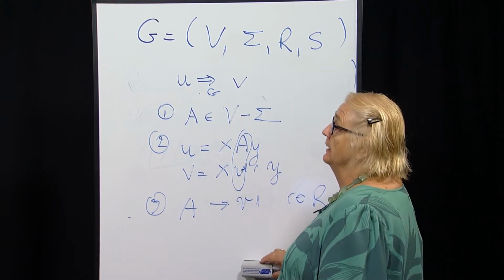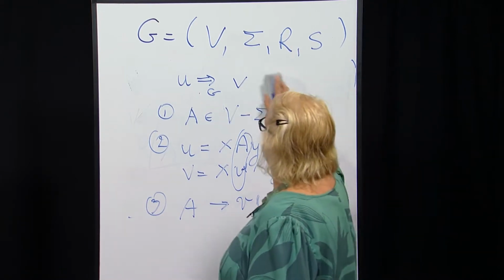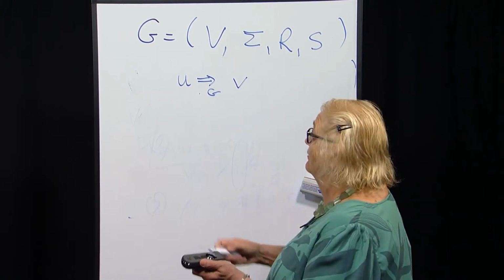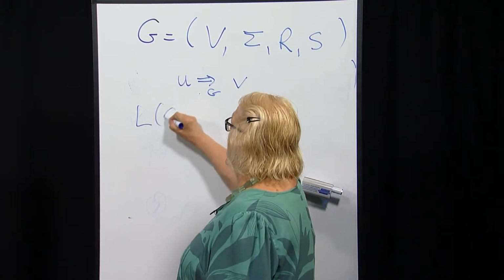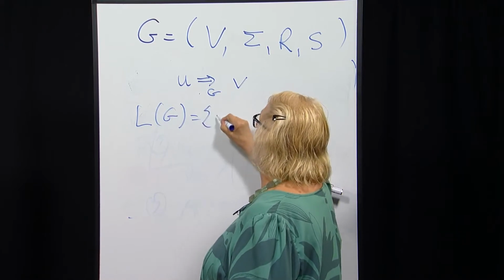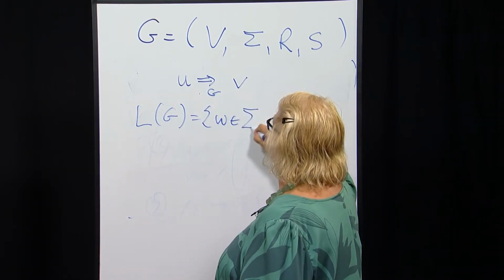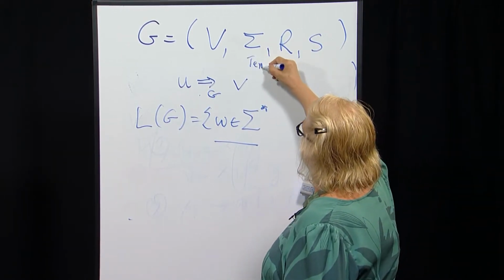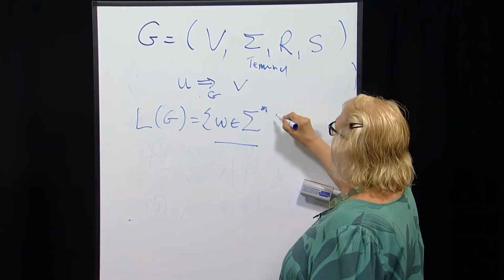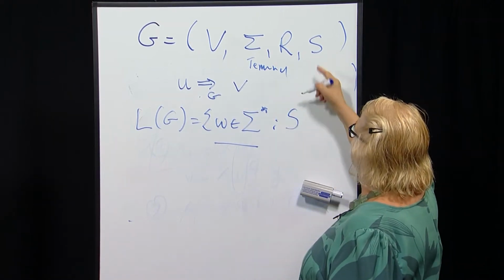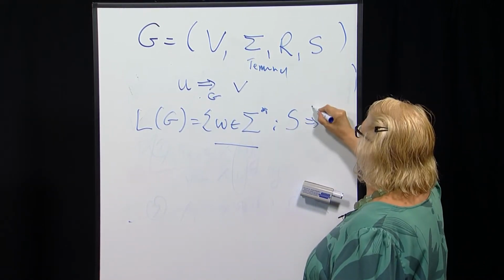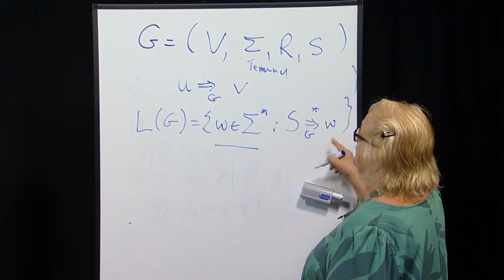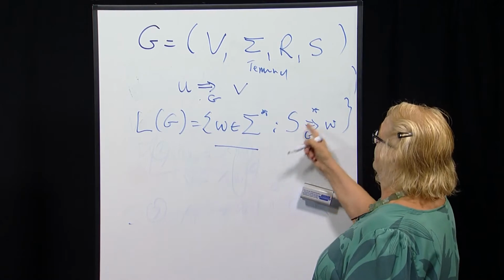And of course, when you have one-step derivation, the language is very easily defined: it is the set of words W from sigma, that's why it's the terminal alphabet, such that you start at the initial symbol S and, using the reflexive transitive closure of derivation, you get W.